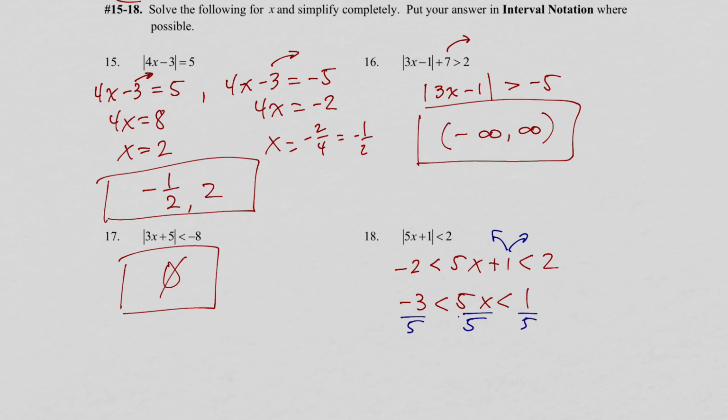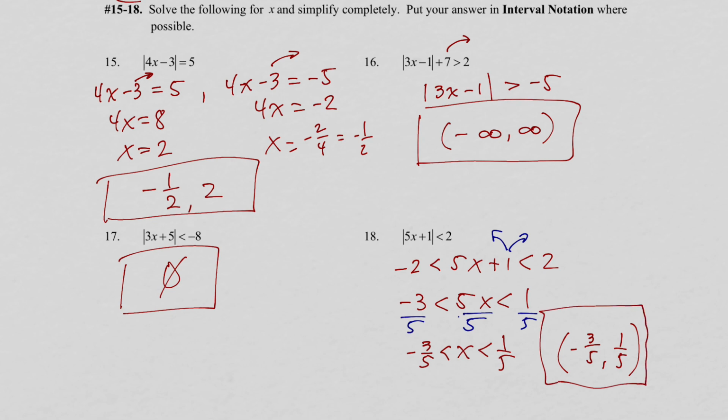So we get negative 3/5 less than x less than 1/5. So in interval notation, we write it like this: negative 3/5 up to 1/5. Now, these need parentheses because there's no equal sign there. So it needs parentheses. If there's an equal sign there, we would have put brackets.